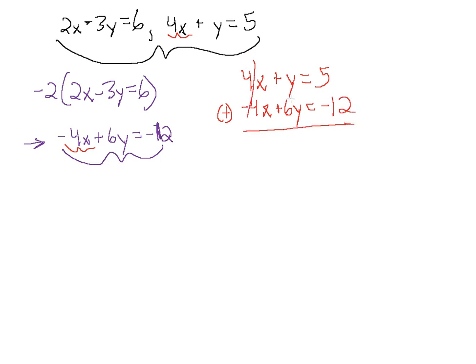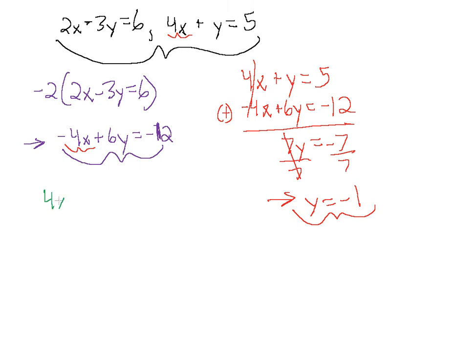These two terms will cancel, so we have 1 plus 6 is 7 times y equals 5 minus 12 is -7. We can solve for y by dividing both sides by 7, so we have y equals -1. All right, now that we have a value for y, we can substitute that into either equation. Here we have y by itself, so let's use equation 2.